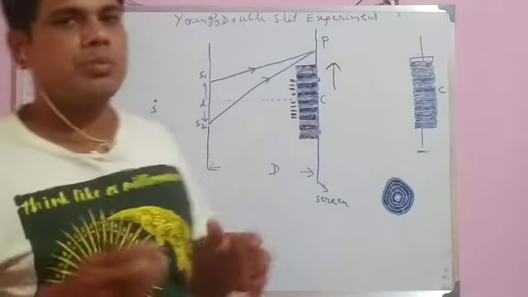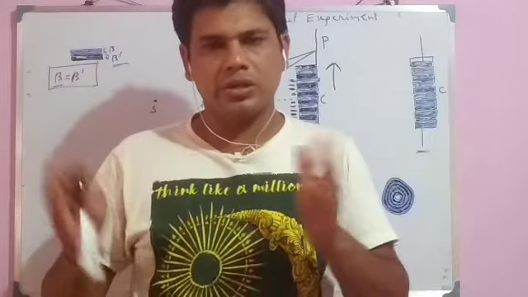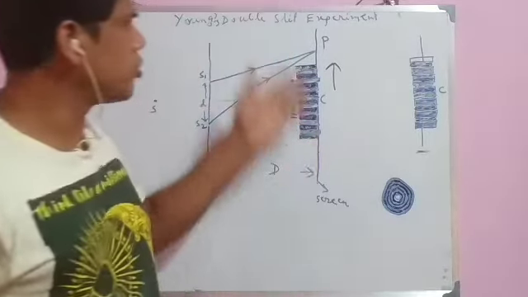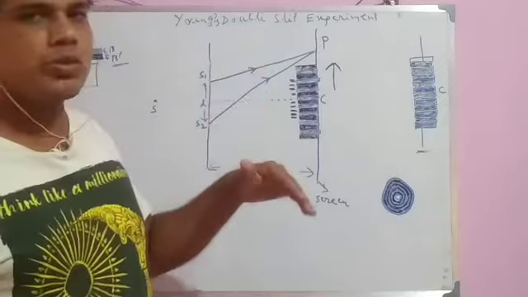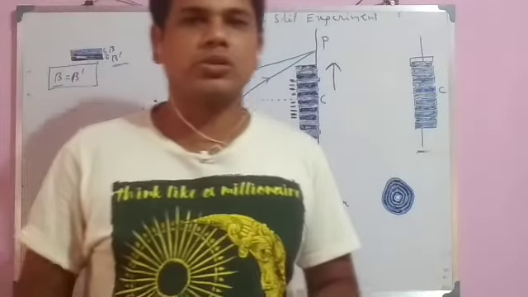So these are the basic things about Young's double slit experiment. In the next portion I will discuss the mathematical portion only.